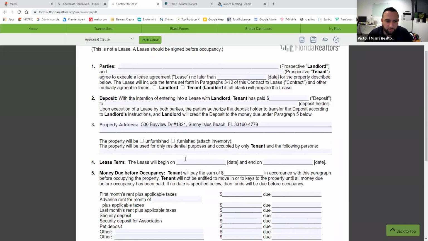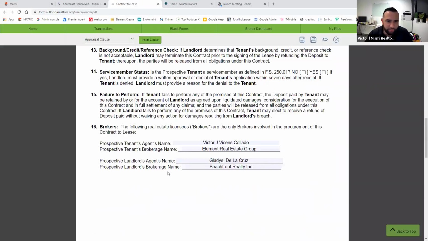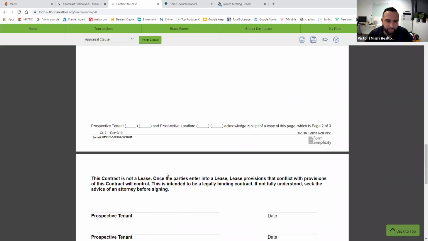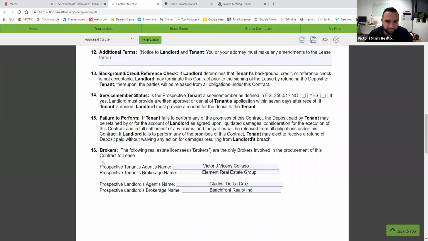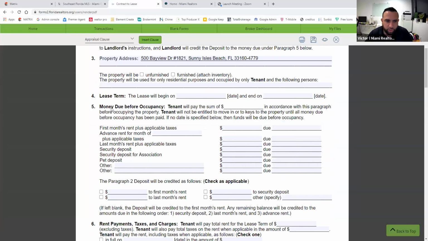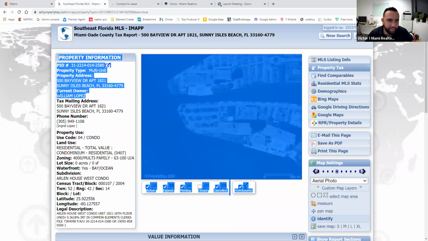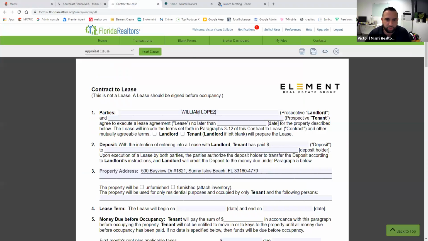All right, guys. So this document, like I said, is pretty simple. We have 3 pages. The first 2 pages are really where you're going to fill it out, and the third page is just a signature page. You have 16 total sections. So let's go ahead and go through each one. Number one, we want to put the landlord and the tenant's name. In this case, we go to IMAP, we pull up the owner, William Lopez. So we just copy and paste.